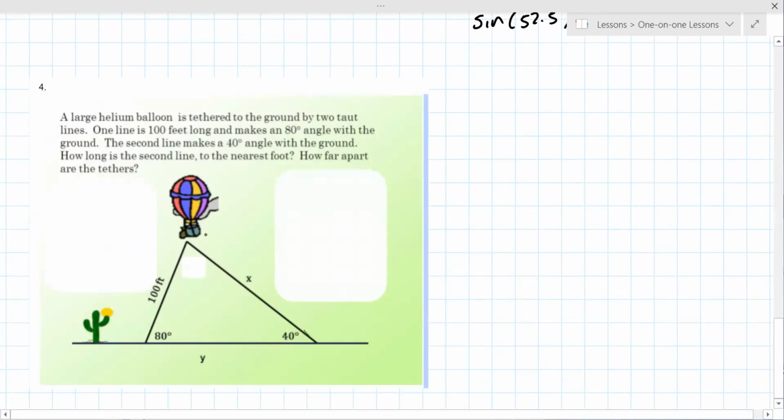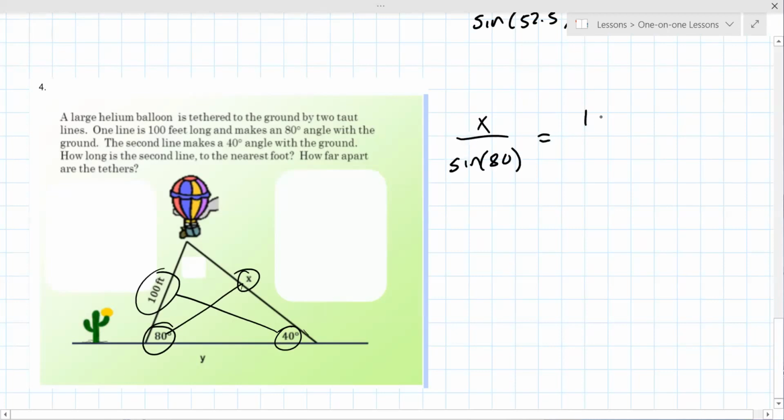So we have to find x, and then how far apart are the tethers? So you have to find both of these values, x and y. The 40 is across from 100, so we know we're going to use that. x is across from the 80, so we're going to use that. x over sine 80 equals 100 over sine 40.